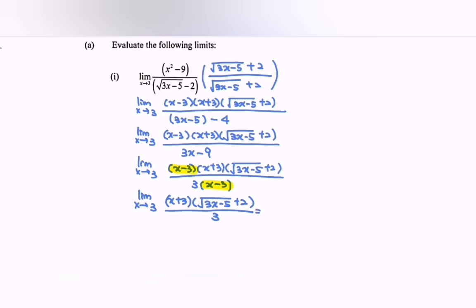If we substitute the value 3, we will have 3 plus 3, which is 6. Multiply, in this part we will have 9 minus 5, which equals 4, square root of 4 is 2. 2 plus 2 is 4, over 3. So the limit as x approaches 3 of x squared minus 9 over square root of 3x minus 5 minus 2 is 8.